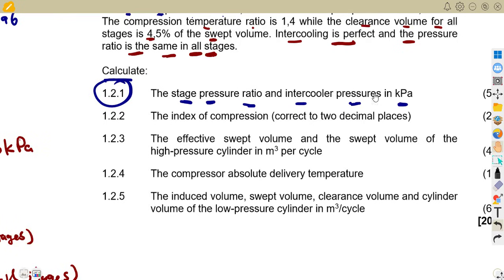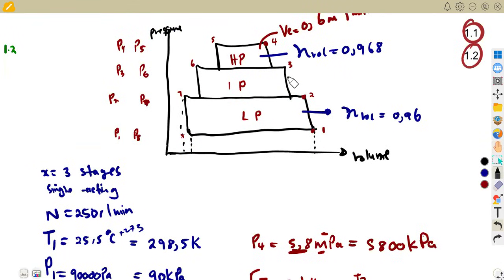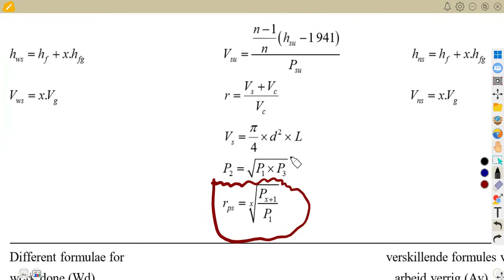And now they need the intercooler pressures in kilopascal. And I said for the intercooler pressures, we are referring to the intermediate stage. We are talking about P2 and P3. So how do we calculate P2 and P3? That is the question. There is this formula that we are given. Let me go back to the formula sheet, then I'm going to explain this about our pressure ratio. We are given a relationship between P2, P1 and P3. This one is not going to work for us because we do not have P3, even though we have P1.